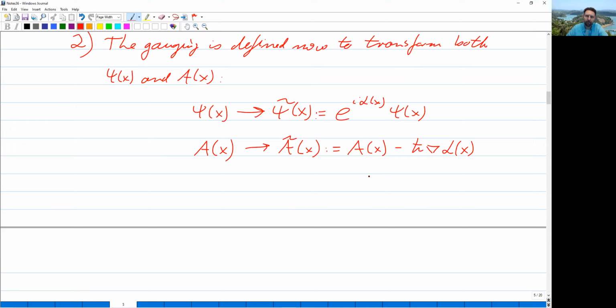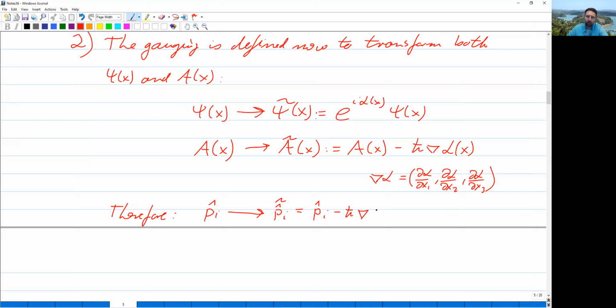Remember what the gradient is? Gradient of alpha is equal to d alpha by dx1, d alpha by dx2, d alpha by dx3. That's how a gradient is defined, which I hope you remember from electromagnetism, where it comes up all the time. Now, this means, therefore, we have that also the new canonical momentum, p hat i, maps under a gauge transformation into p hat tilde i. And how does it act? Well, it is going to be the old p hat i minus h bar nabla of alpha of x.